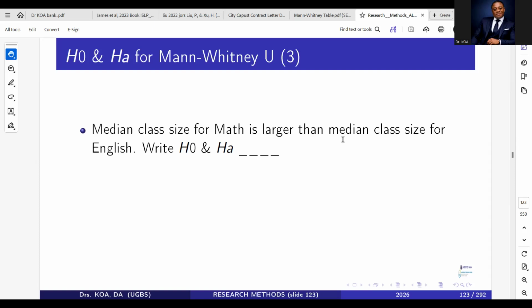Say that again. You can't go scot-free like that. The null will be M1 is less than or equal to M2. And the alternative will be M1 is greater than M2. Okay, so in this case, which one is your M1?